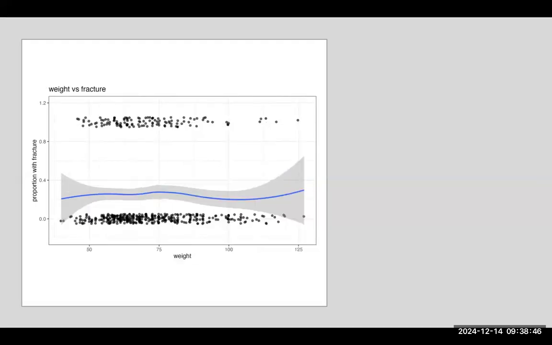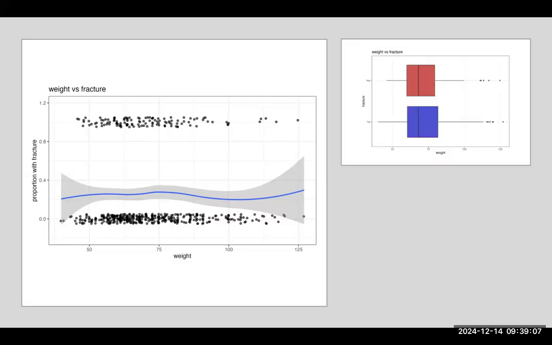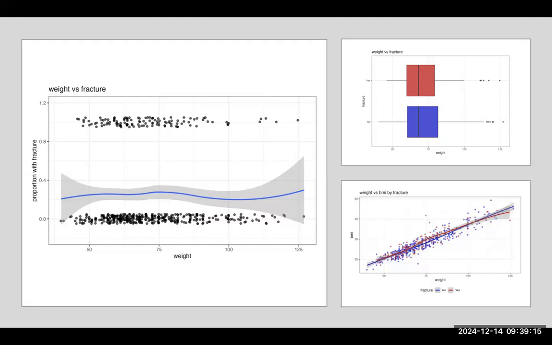This is a contrast to the positive trend we saw in the last slide. This is the proportion of fracture with weight. You can see that the relative proportion of fracture does not change as weight increases. It looks like a relatively flat trend. You can see that in the box plots here, where the categories of fracture have similar distributions. And this is just to point out the multicollinearity between weight and BMI, that these two variables trend positively with one another.